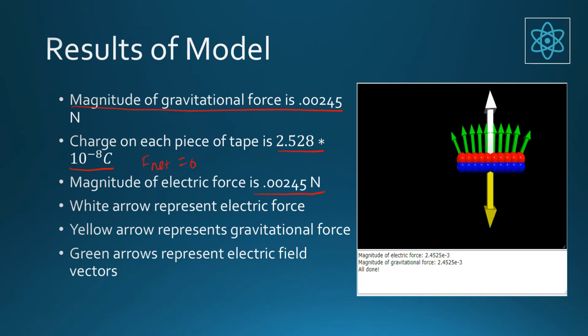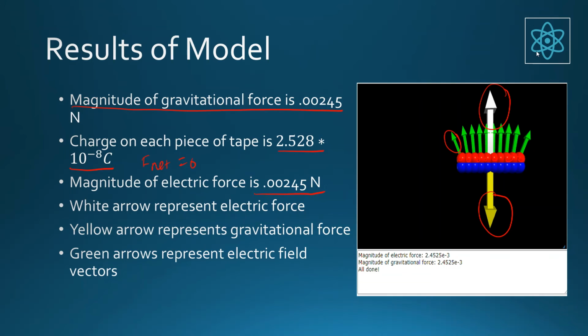And you can see in the diagram here that the white arrow represents the overall electric force, the yellow arrow represents the gravitational force, and that each of these green arrows represents a point charge electric field that we used over multiple point charges. You can see all of these red and blue circles here to represent the entire line of charge.